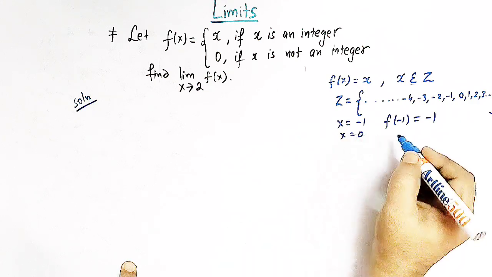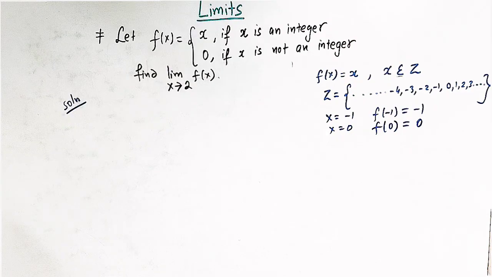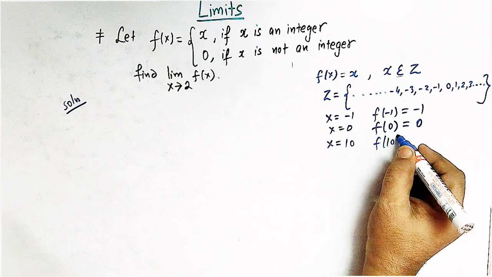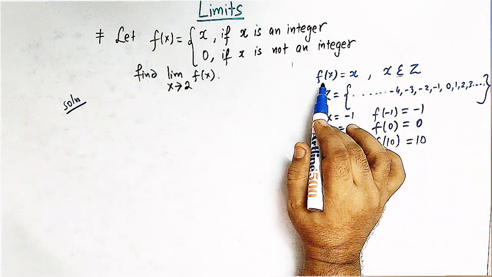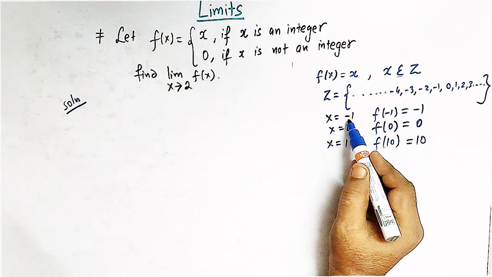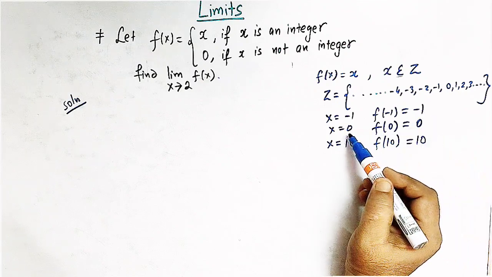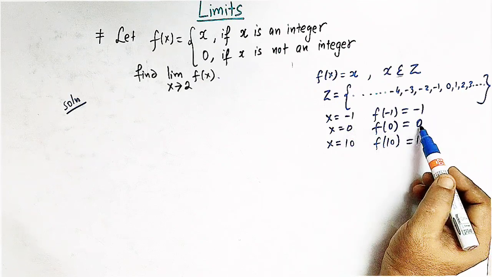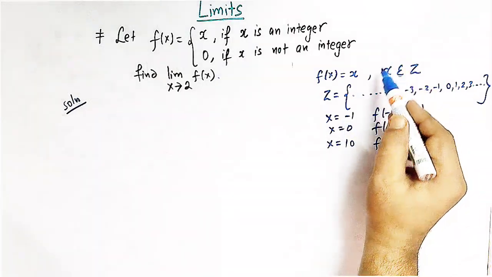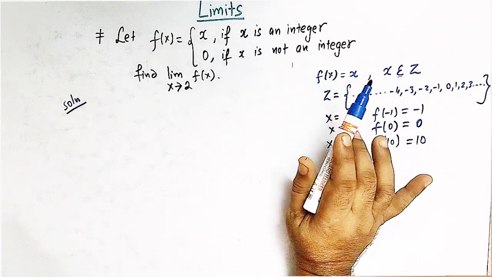Similarly, when x is 0, f of 0 is given by 0, and when x is say 10, then f of 10 is equal to 10. So f of x is equal to x implies that the image of -1 under this function f is -1. Similarly, the image of 0 is 0, the image of 10 is 10, right? So whenever x belongs to the set of integers, then f of x is equal to x, right?